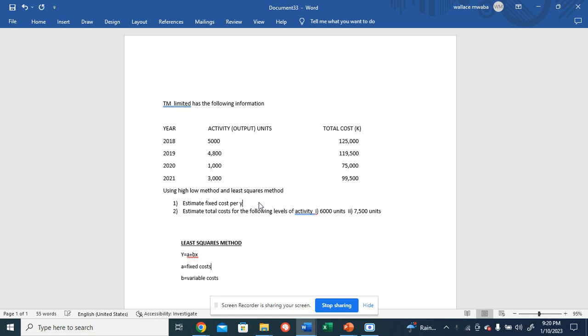First, estimate the fixed cost per year, then estimate total costs for the following levels of activity: 6,000 units and 7,500 units. So we're going to start with the high-low method.